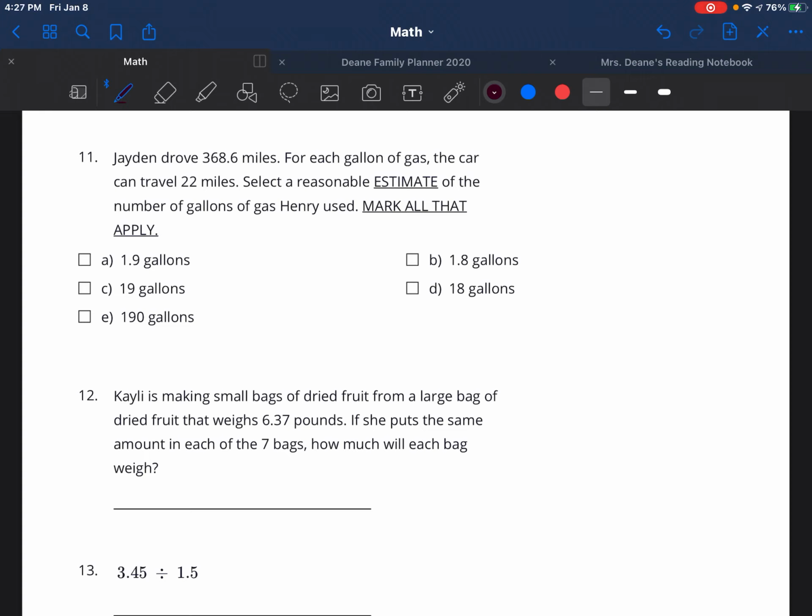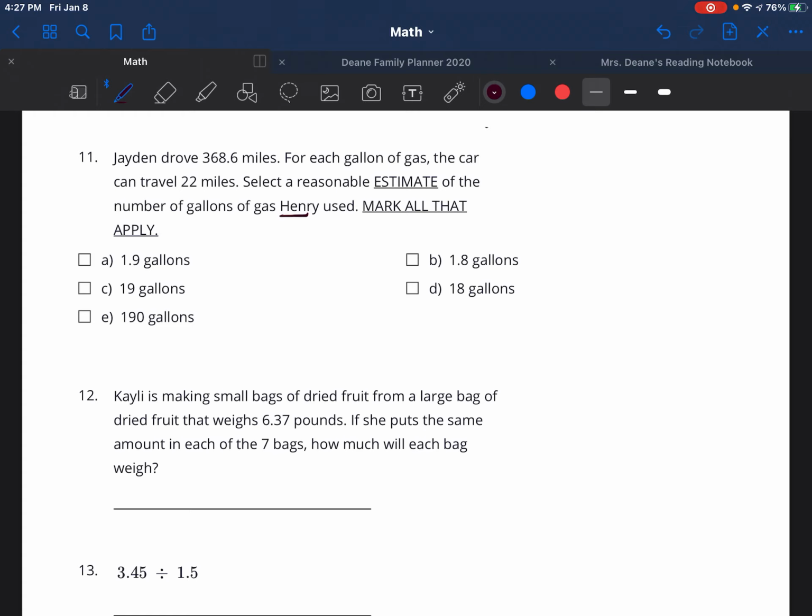Jaden drove 368.6 miles for each gallon of gas. The car can travel 22 miles. Select a reasonable estimate of the number of gallons of gas Henry, see, I didn't change that name again either. Oh, sorry about that, guys. Mark all that apply. So, with that being said, let's look at this.